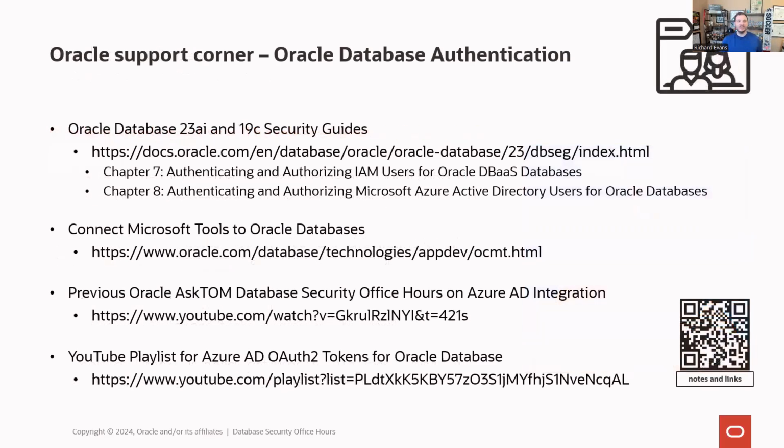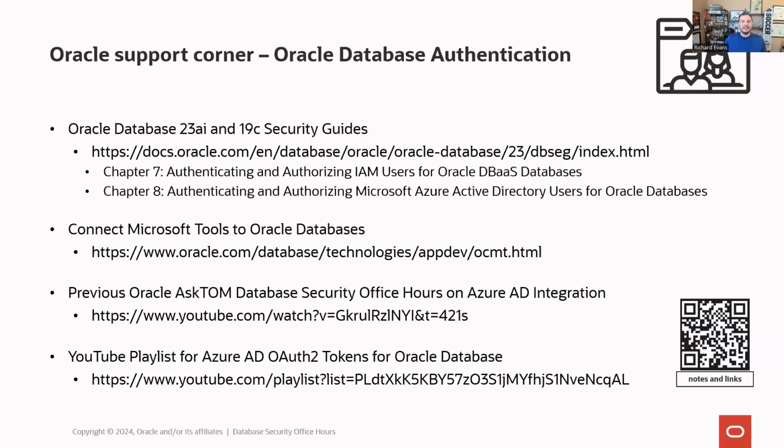For today's conversation, there's some documentation that we want you to be familiar with. So check out the 23 AI and the 19C security guides. Chapter 7 talks about IAM integration. Chapter 8 is what we're focusing on today, where it talks about authenticating and authorizing Microsoft Azure Active Directory users for Oracle Database. Great chapter, should get you started on this integration if that's what you're looking to do. Alex has a website here, Connect Microsoft Tools to Oracle Databases. So that link there is also available in the GitHub repository, so you can check that out.